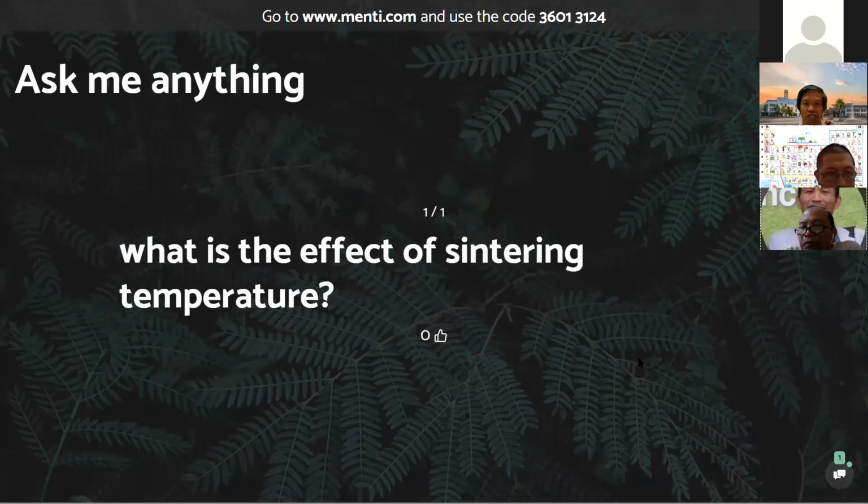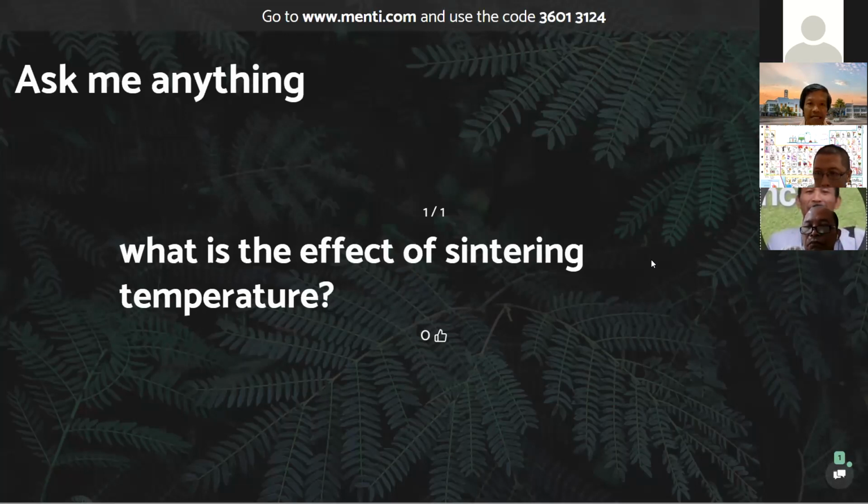The morphologies of the materials, correct? So sintering temperature is very sensitive, okay? So that's why we try not to use high sintering temperature. Of course, there are two reasons for not using high temperature for sintering. One is, of course, to save cost, right? If we use a high sintering temperature, it requires high energy, right?